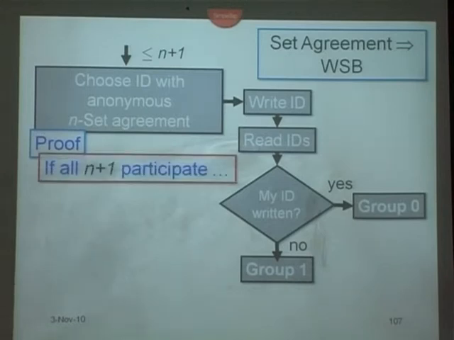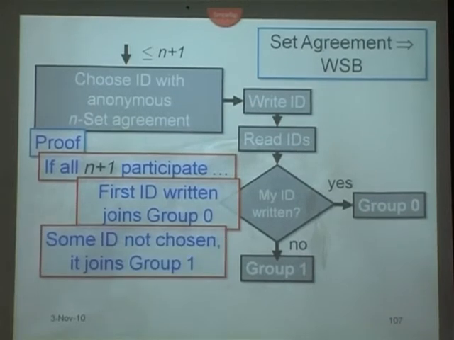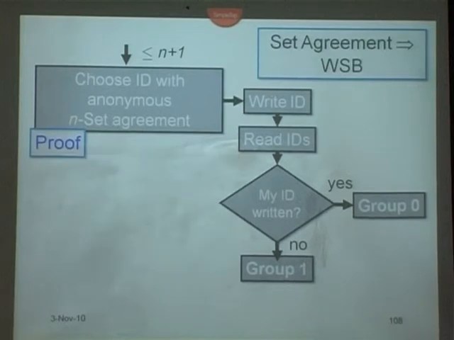So if all of them participate, then the first ID that gets written, that process will see it and it will join group 0. So somebody joins group 0. But because this is n-set agreement for n+1 processes, some ID is not going to be chosen by anyone. And that process is not going to see its ID written out. So it's going to join group 1. That's it. So that's the reduction from anonymous n-set agreement to weak symmetry breaking.